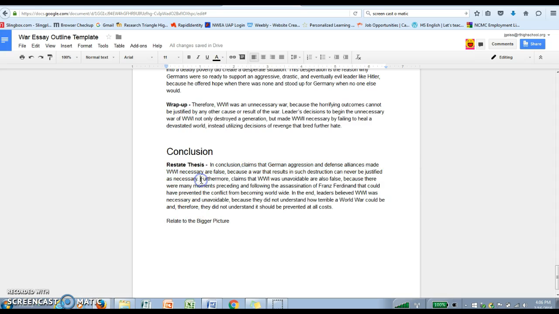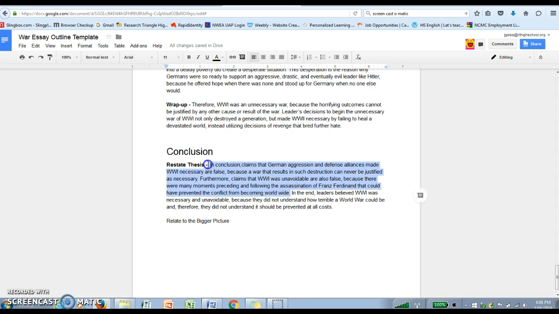Then we have a transition, furthermore, and it also addresses the idea that the claim that the war was unavoidable is also false. So it addresses the ideas that were all shown through the different body paragraphs and puts them together in a quick yet thorough summary. It's using information about German aggression, Franz Ferdinand, the different claims that were made, and why they are wrong.